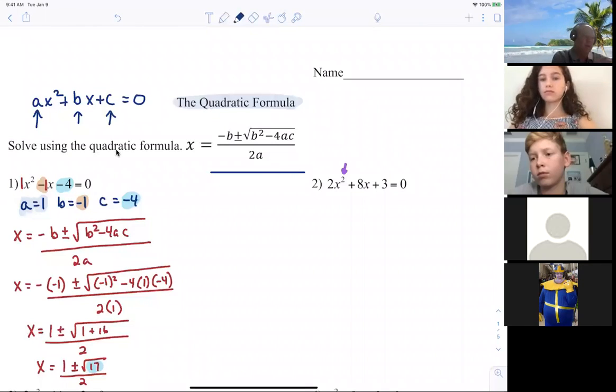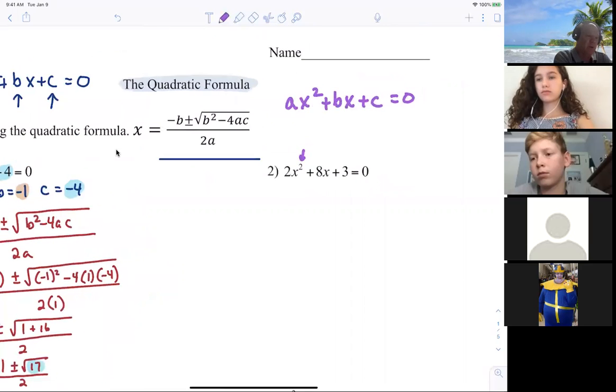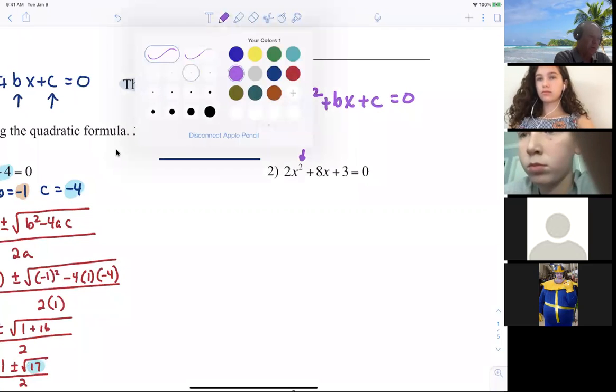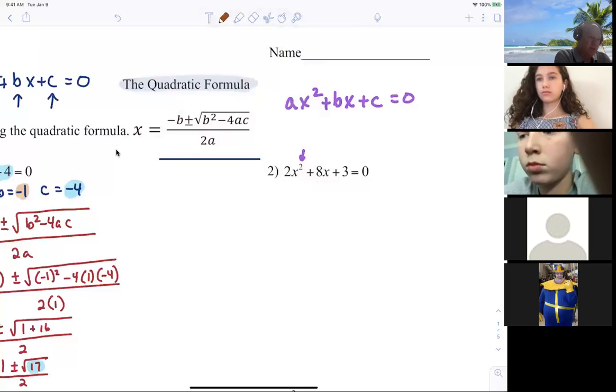But now what I want to do is just review quickly. The quadratic is ax squared plus bx plus c equals 0. Remember, a is the number in front of the square term, b is the number in front of the x, and we say c is the constant. So in this case, problem number 2, a equals 2, b equals 8, and c equals 3. That's what I need you to know.